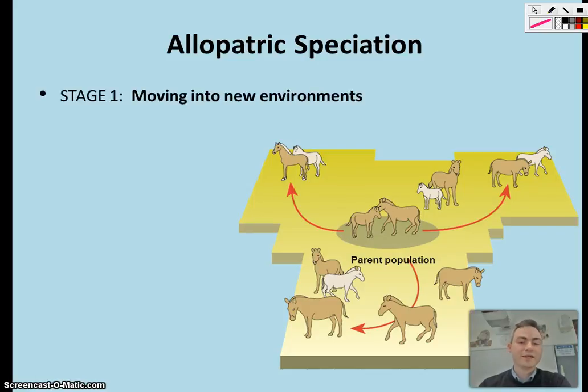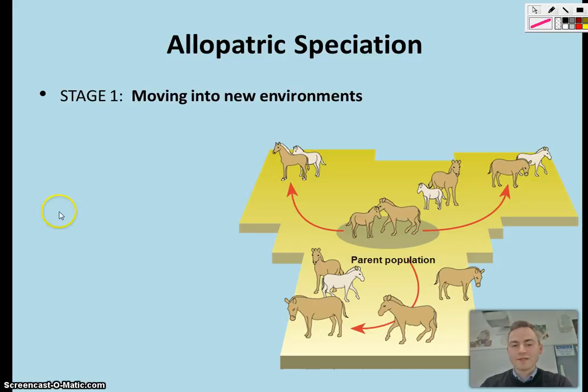So as I said, defined by the separation of populations. The next four slides look at four different stages of allopatric speciation. These are not the classic stages of allopatric speciation, it's just one way that we can think about how the process would occur.